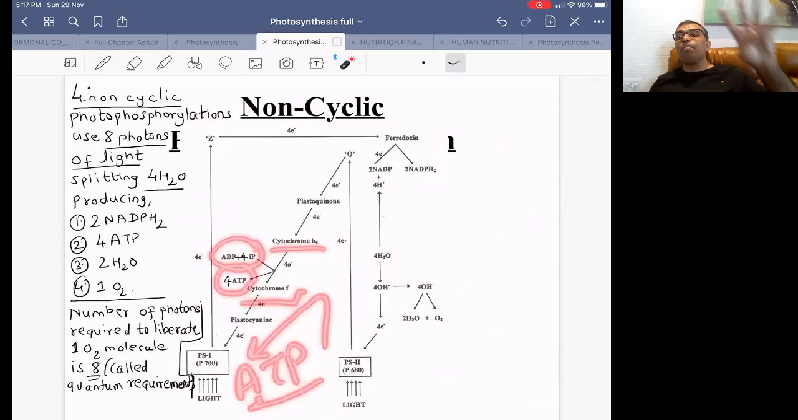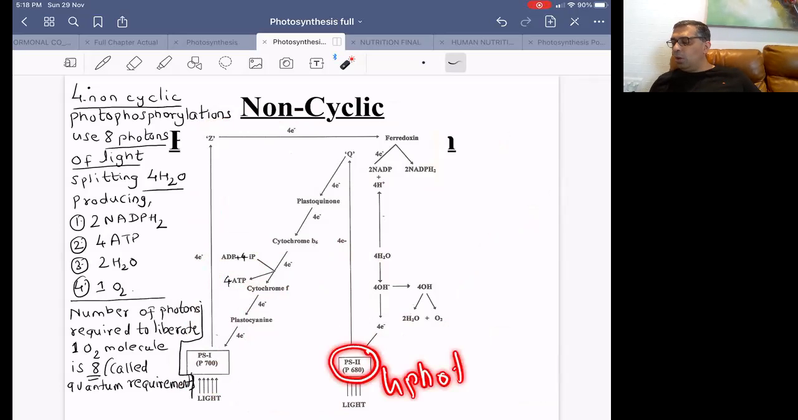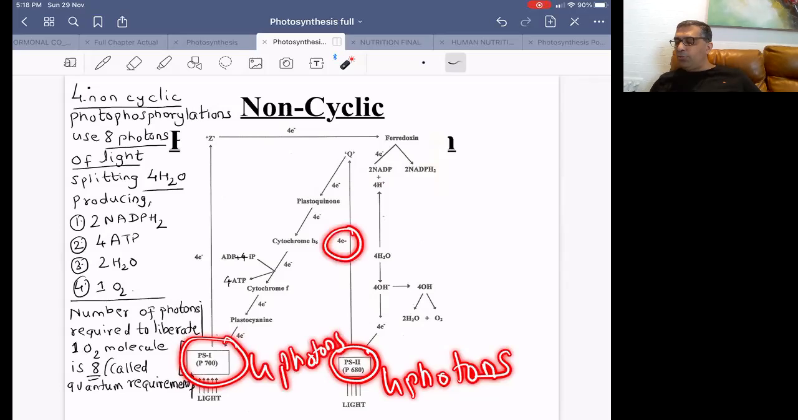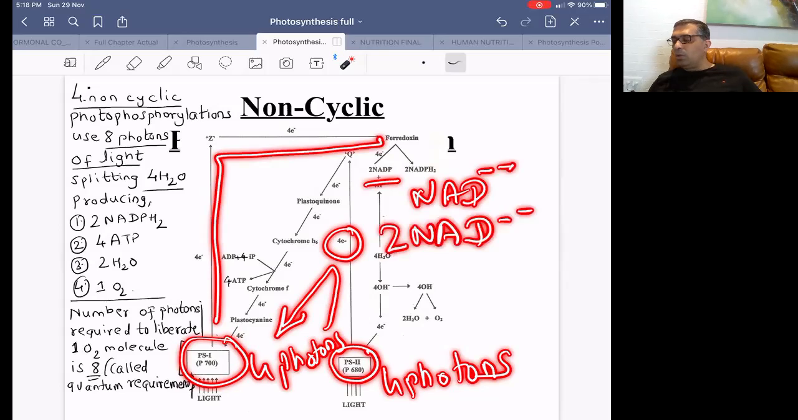This process takes place 4 times. In other words, 4 photons fall on PS2 and 4 photons fall on PS1 and 4 electrons pass from PS2 to PS1 and 4 electrons go to ferridoxine and one NADP accepts 2 electrons. So 2 NADPs will accept 4 electrons.